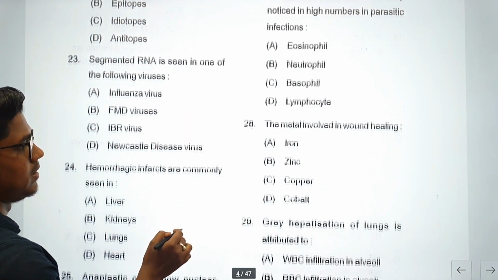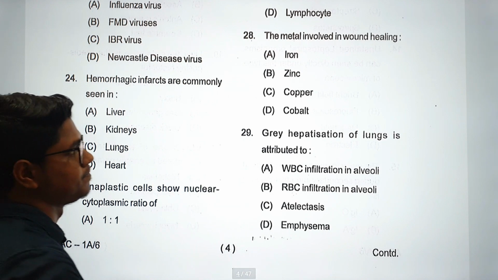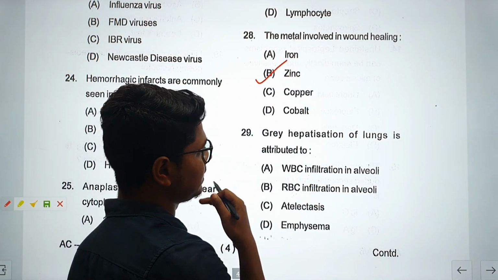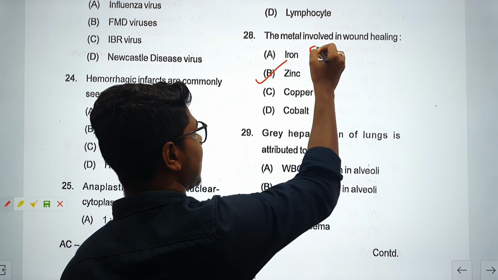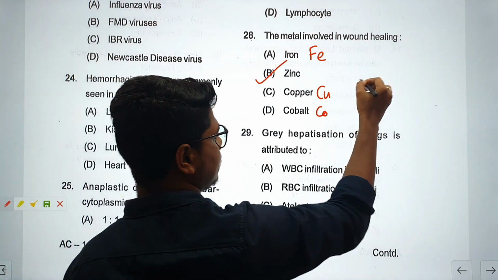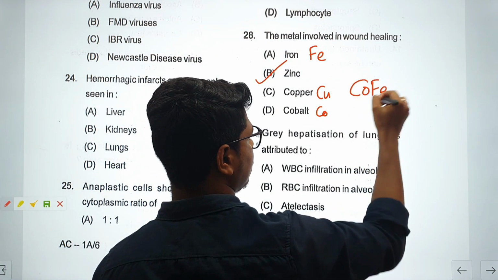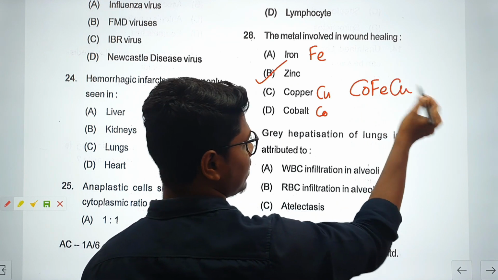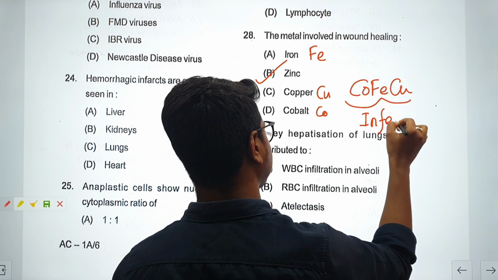Next question. The metal involved in wound healing: zinc. Many of the creams which are used for wound healing contain zinc. Another thing, this is iron, this is copper, cobalt. Okay, these three, then you will find a brand name Cofecu. Cobalt, iron and copper are used for treatment of infertility in animals.